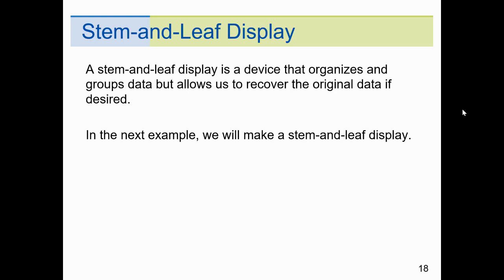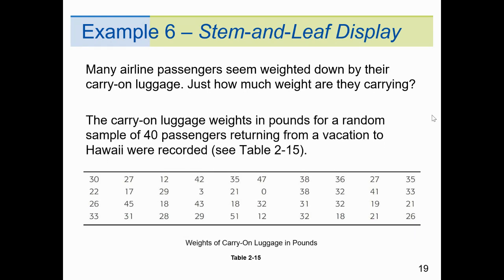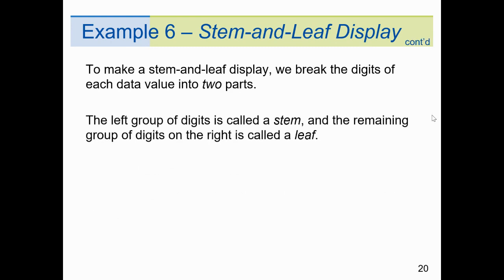In the next example, we'll make a stem and leaf. Many airline passengers seem weighed down by their luggage. Just how much weight are they carrying? Here you've got, let's see, 1, 2, 3, 4, 5, 6, 7, 8, 9, I guess it's 10 columns for 40 people and the weights of their carry-on luggage. All right, 40 people. So we need to make a stem and leaf.